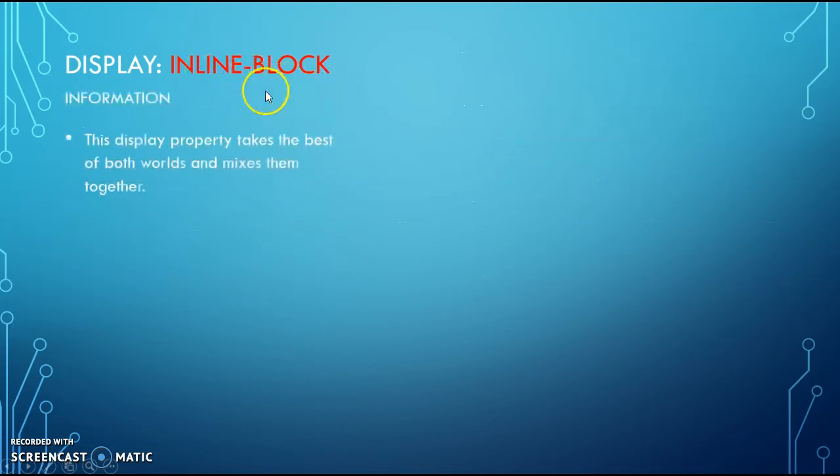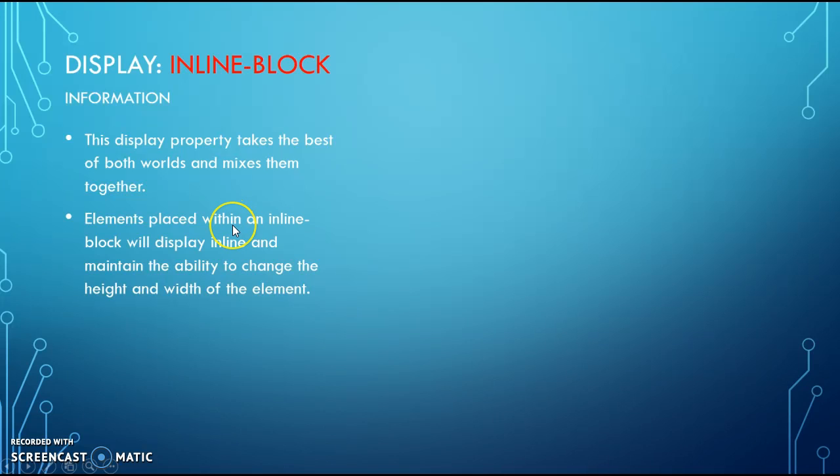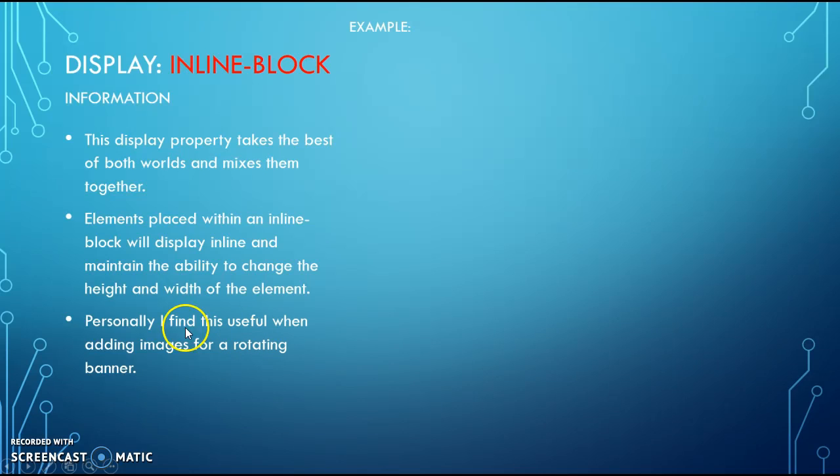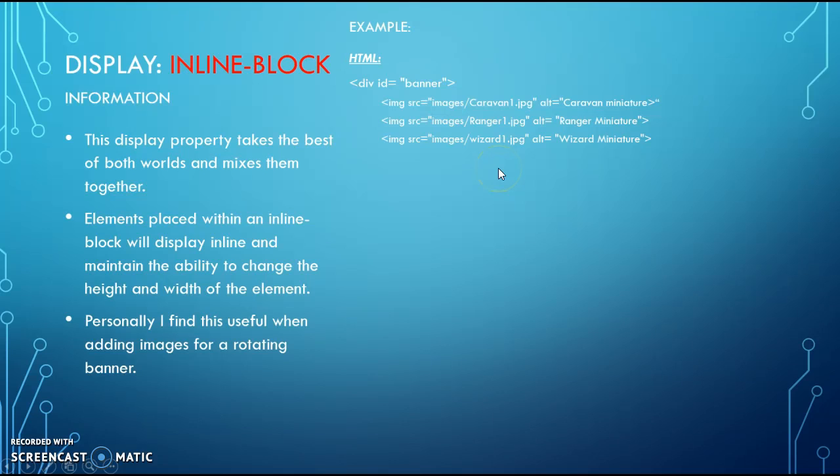Inline block. This display property takes the best of both worlds and mixes them together. The elements are placed in a straight line and maintain the ability to change the element's height and width. Personally, I find this useful for adding images of different heights and widths to a rotating banner or anything like that. Again, this coding comes from my own website, and these are just a bunch of images that I have for it.